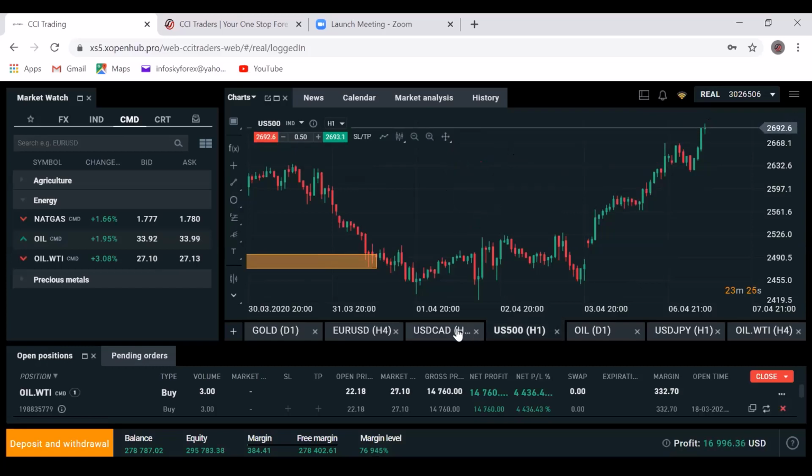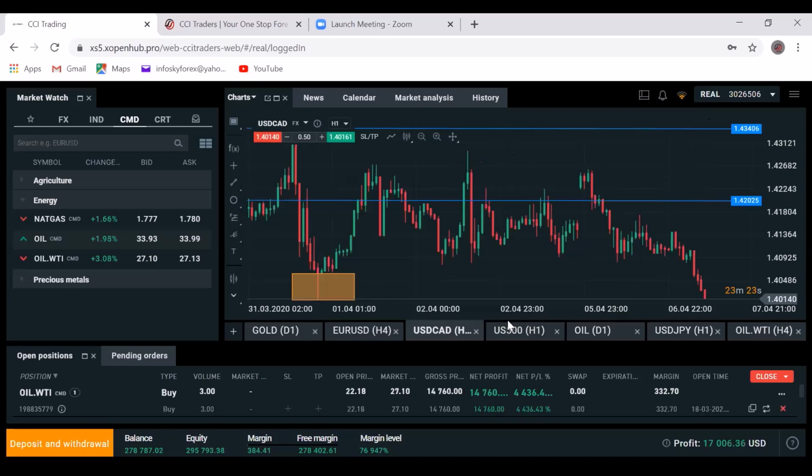At this point, US Canada too is also heading to sell zone. It is currently at 1.4015.